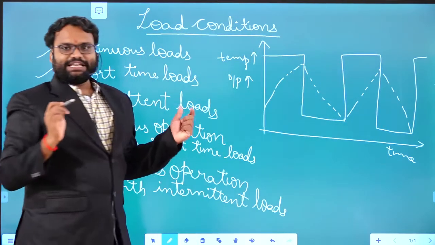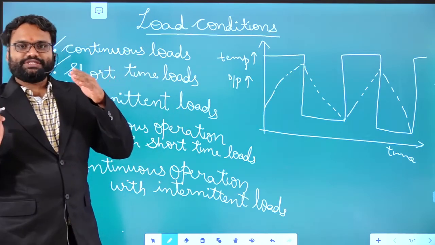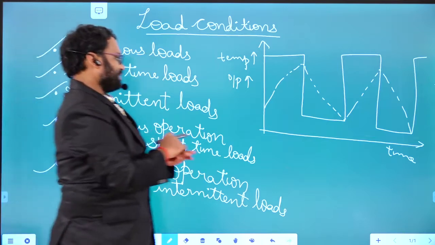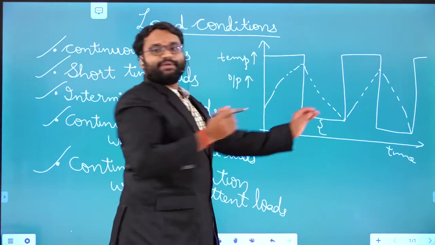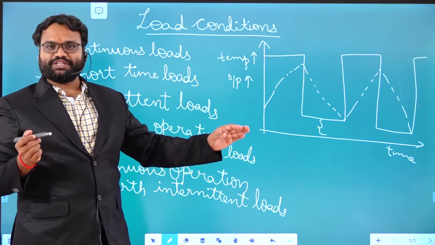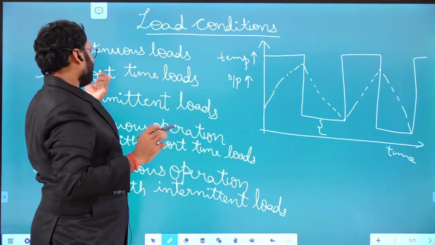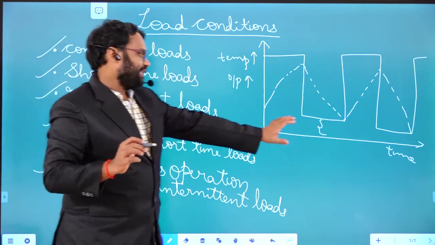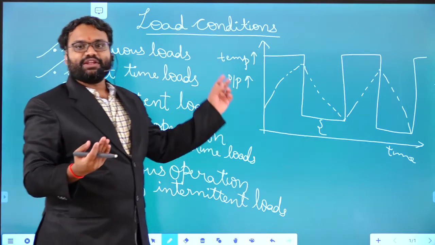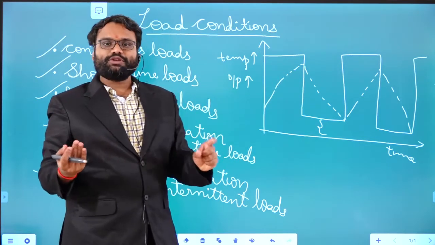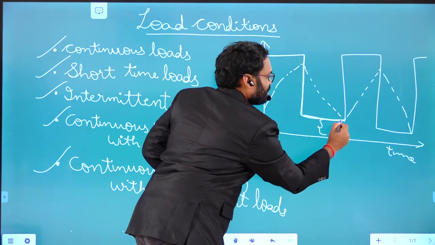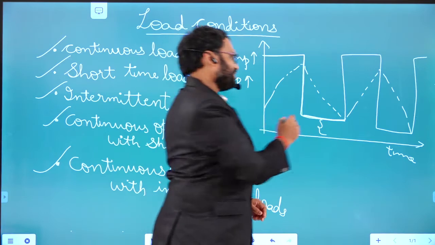See here, the basic difference with continuous operation with short term loads is that the offload condition never becomes zero. Again I will repeat, continuous operation with short term loads. When we represent short term loads, in the off load condition the load is totally 0. But in continuous operation with short term loads, the load torque is continuous. In the off load condition my load torque is not becoming 0, it is continuous.